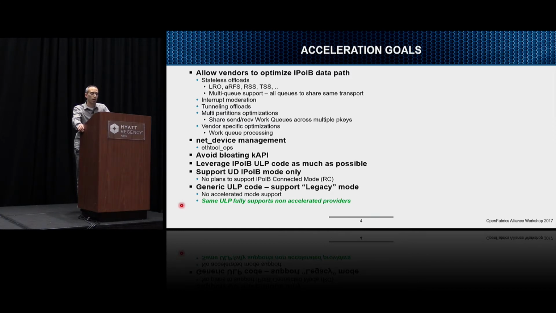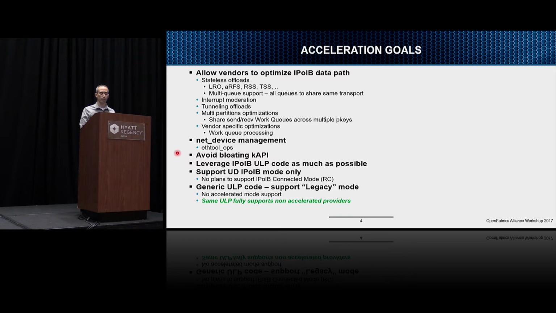Also, we would like to allow vendor-specific optimizations if there are some send or receive optimizations. For instance, in our case, we have a multi-packet descriptor, so we can allow sending multiple packets with a single descriptor, very efficient for small packets, so we would like to allow that as well.